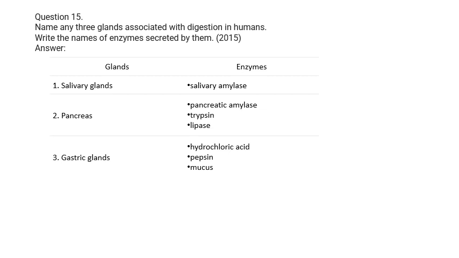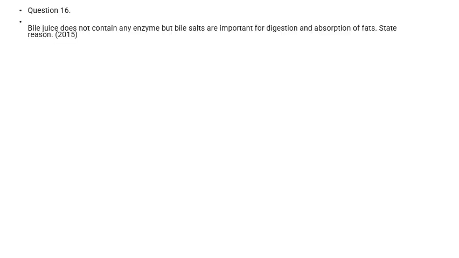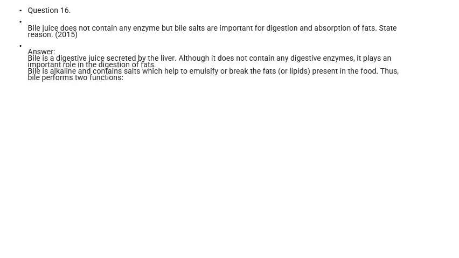Okay, let us move on to the next slide. Here is our next question. Bile juice does not contain any enzymes, but bile salts are important for digestion and absorption of fat. State reason. So answer for this is, bile is a digestive juice secreted by the liver and it does not contain any digestive enzyme. It plays an important role in the digestion of fat.